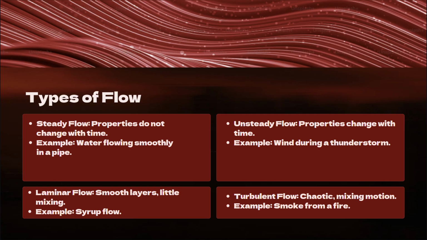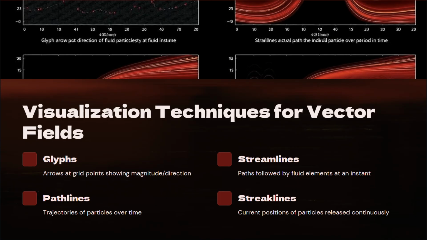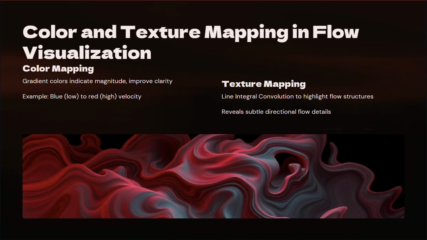So, how do we visualize it? We follow these visualization techniques: glyphs, which are arrows at grid points to show direction and magnitude. Streamlines are lines that show the path of a fluid at a fixed time. Path lines trace the path of a single particle over time, and streak lines connect particles that pass through the same point over time. Example, streamlines are used to study airflow over airplanes in real time, as we have discussed above.